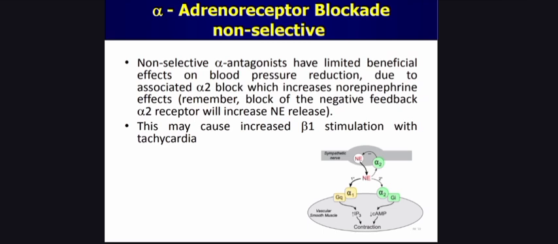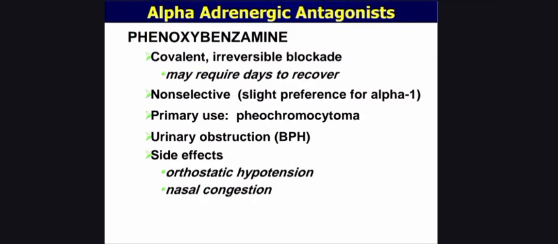So non-selective alpha antagonists have limited beneficial effect on blood pressure reduction due to the associated alpha 2 blockage, which increases norepinephrine effects. اللي هو هلا حكينا, remember blockage of the negative feedback alpha 2 receptor will increase norepinephrine release, and this may cause increased beta 1 stimulation through tachycardia. So what about the drugs we have? We have 3 examples of drugs today for the alpha.